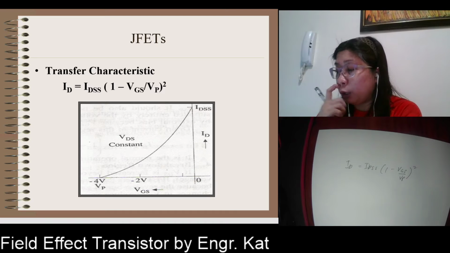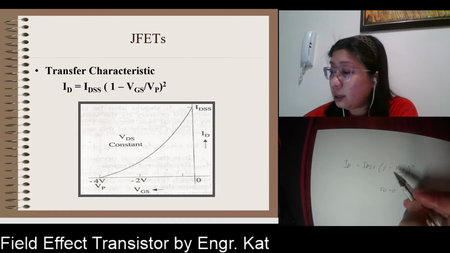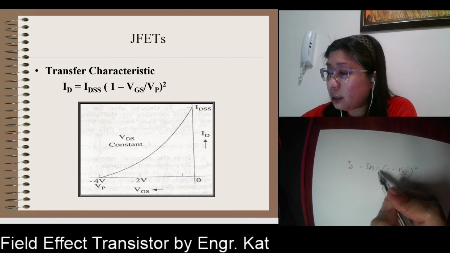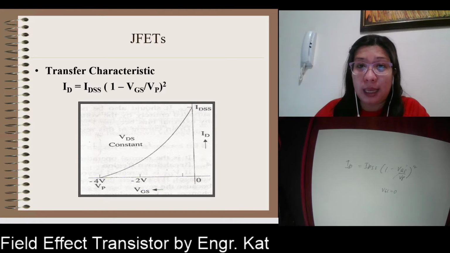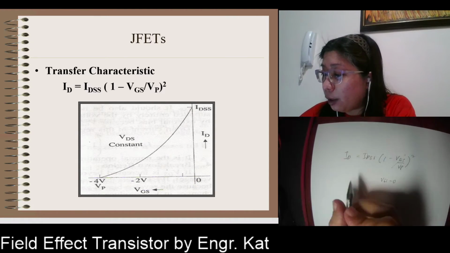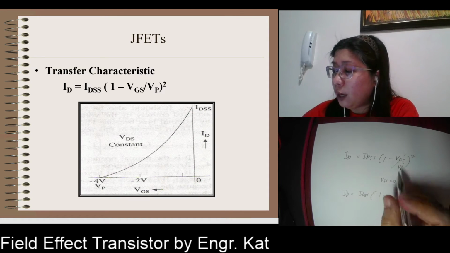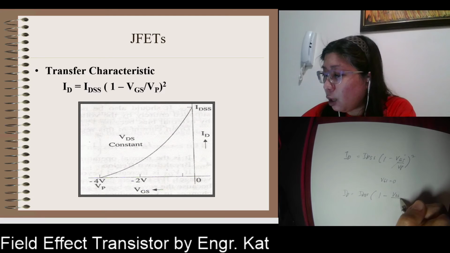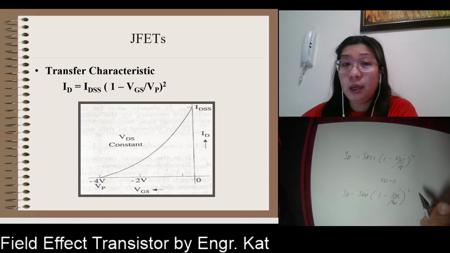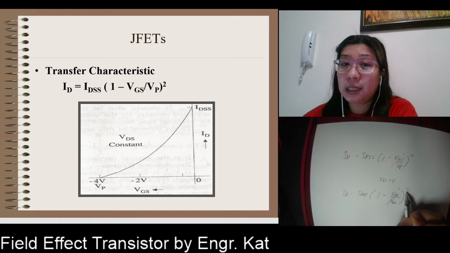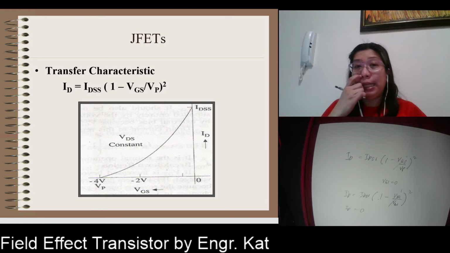Okay, so as you can see, when your VGS is equal to 0, this is 1 minus 0, so this is just equal to 1. That is the time when your ID is equal to your IDSS. Now, when your VGS is equal to VP, this ratio is equal to 1, so 1 minus 1 is 0, multiplied by IDSS. So that is when your ID is equal to 0.